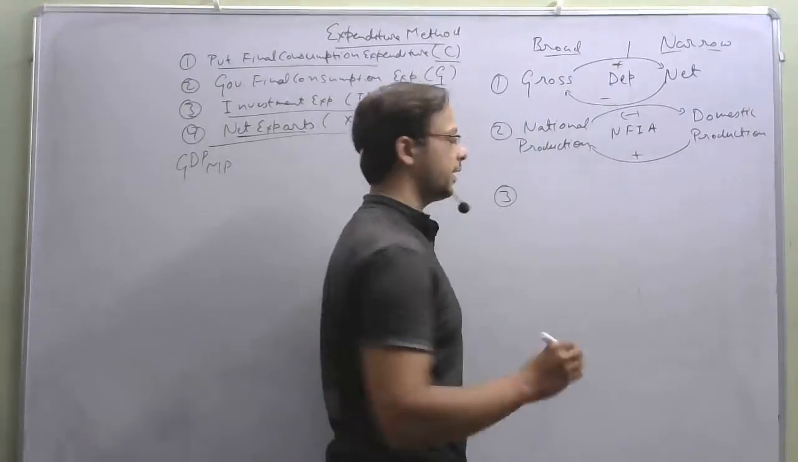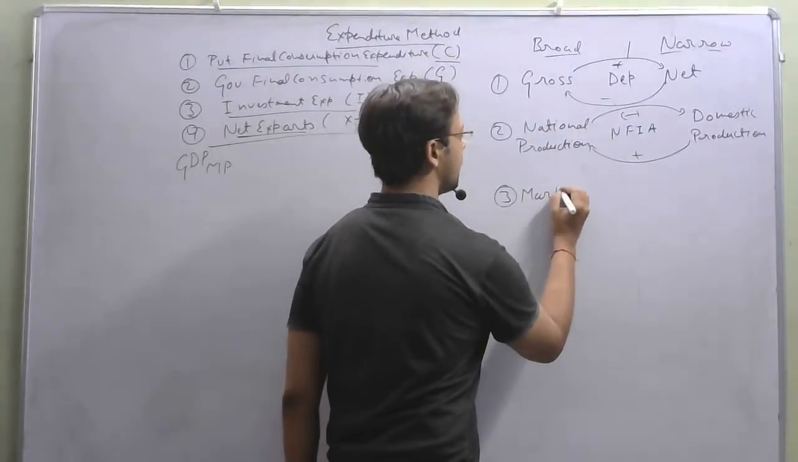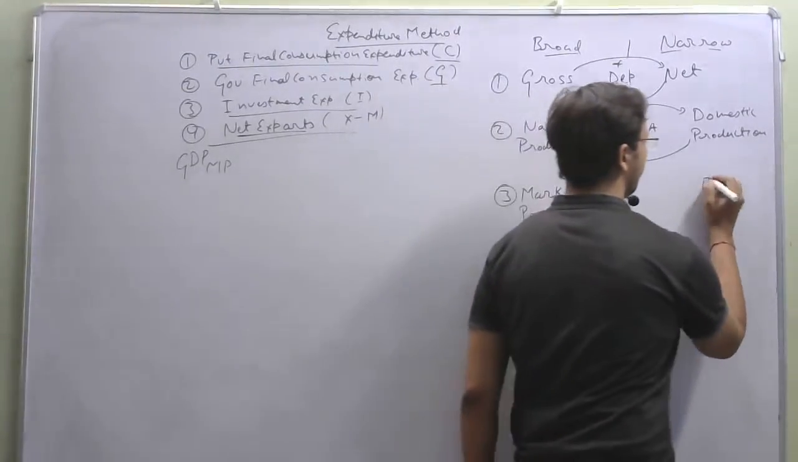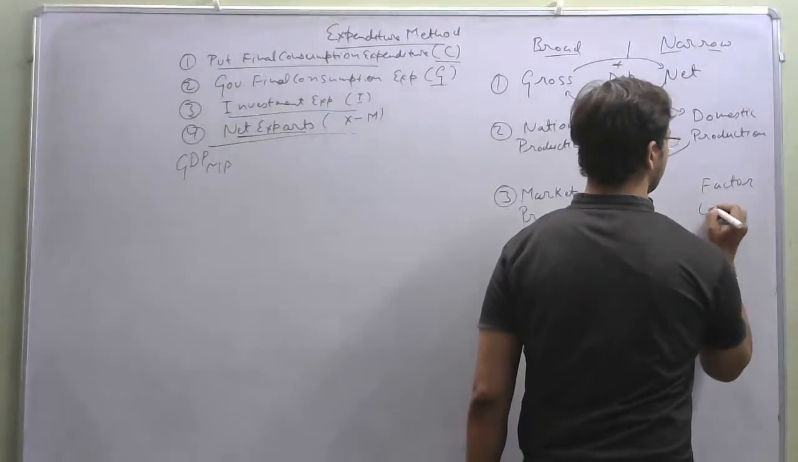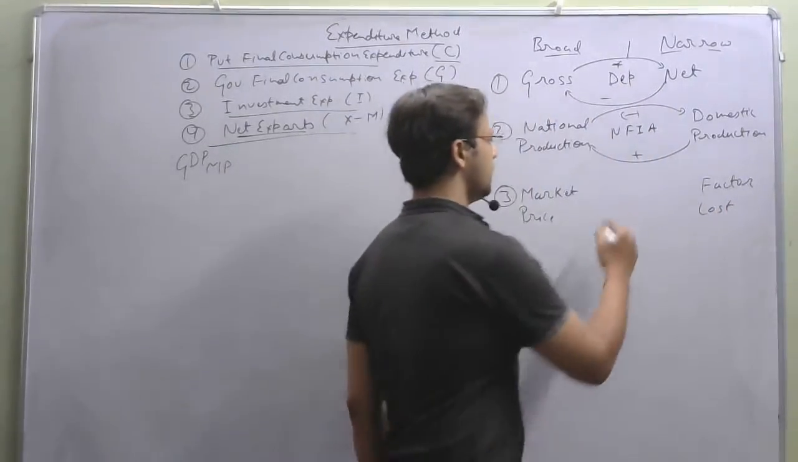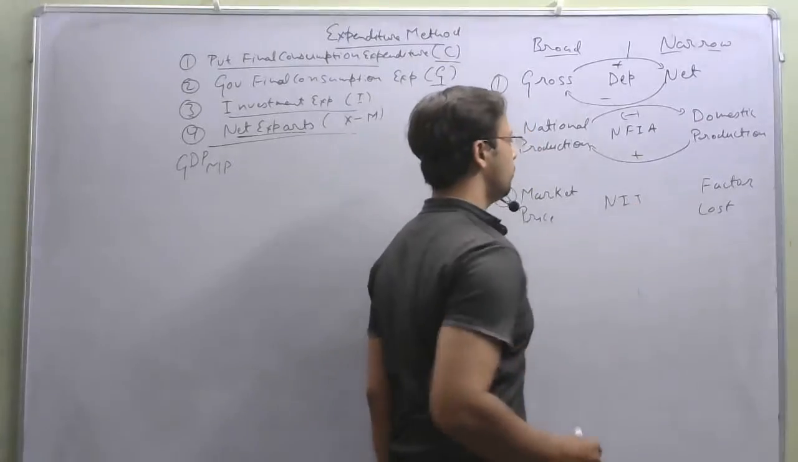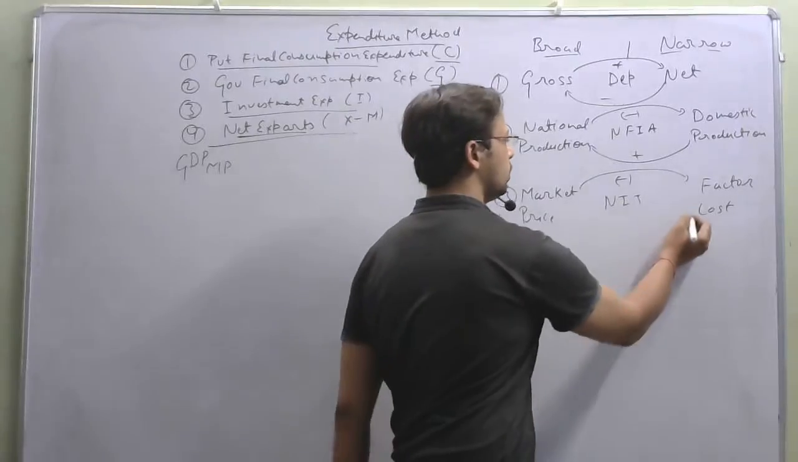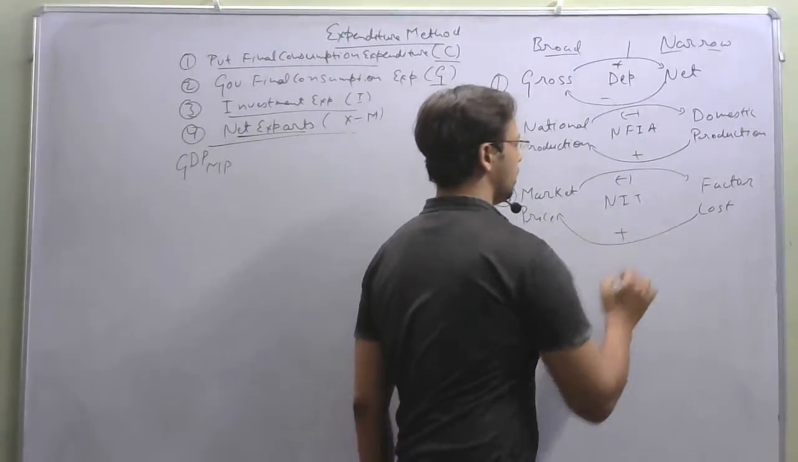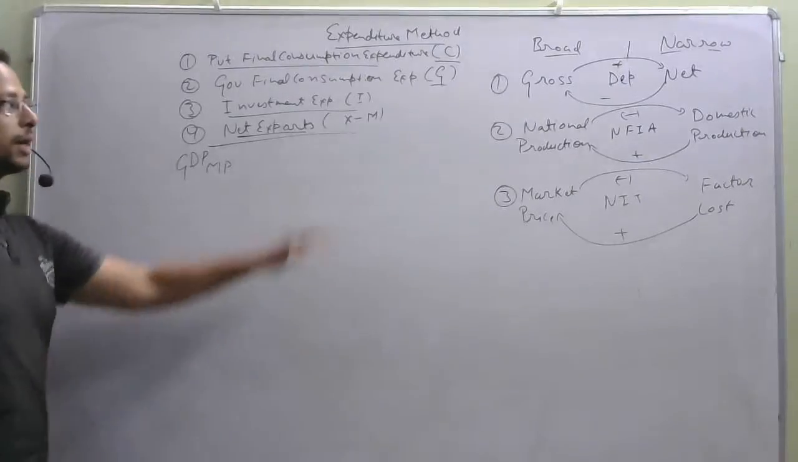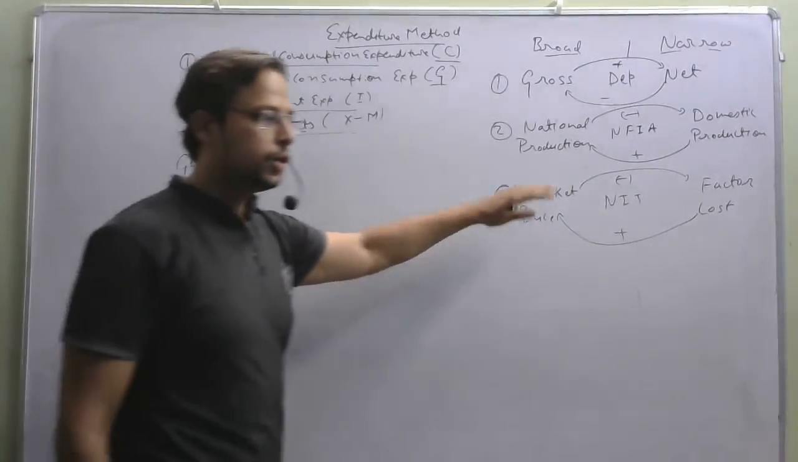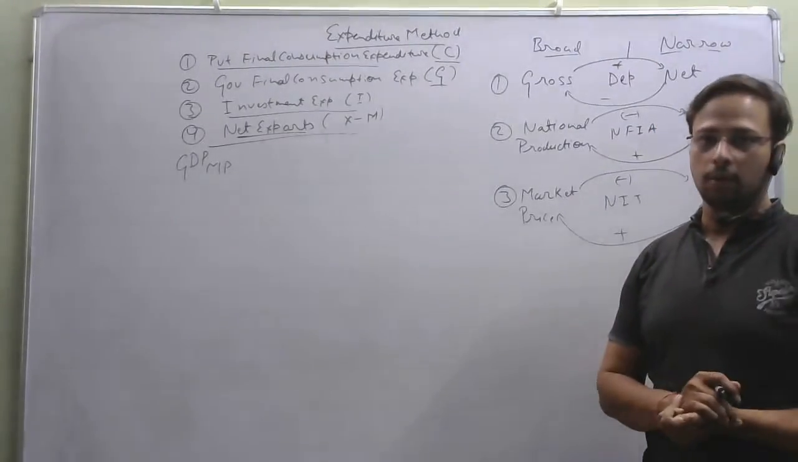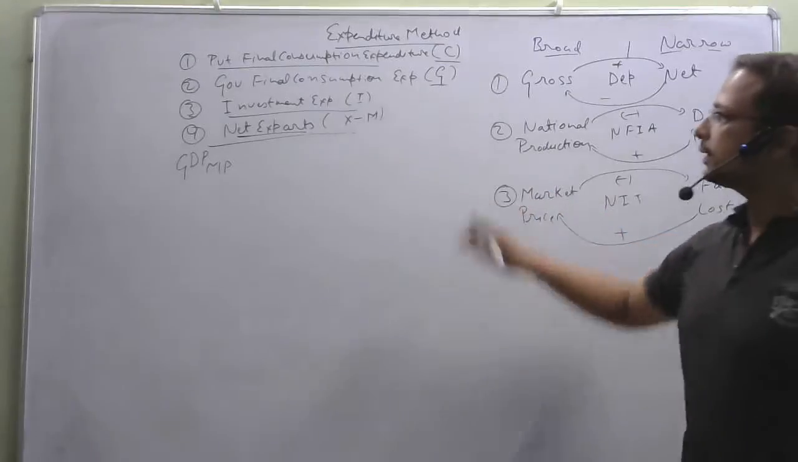The other one is your market price and factor cost. Always remember that price is greater than cost. So it is market price and it is factor cost, and the difference between the two is net indirect taxes. If you want to go from market price to factor cost, you will have to deduct net indirect taxes, and if you want to go from factor cost to market price, you will have to add net indirect taxes. These are the three flowcharts. You should learn them, remember them, summarize them. They should be on your fingertips.